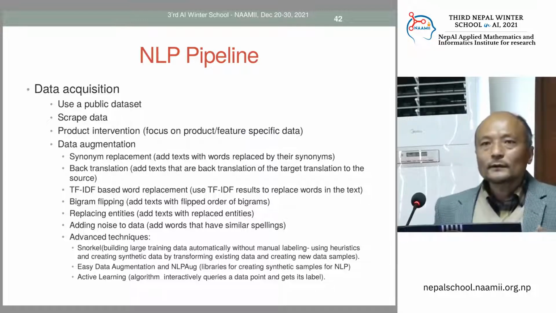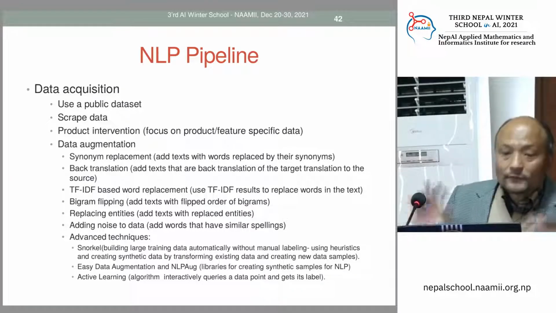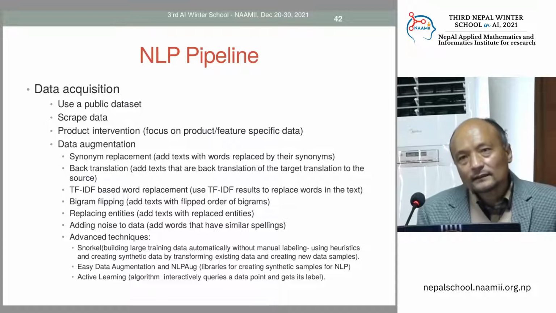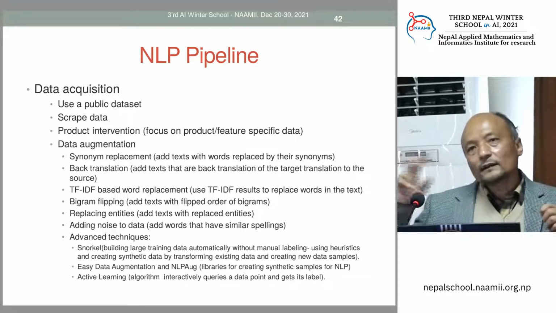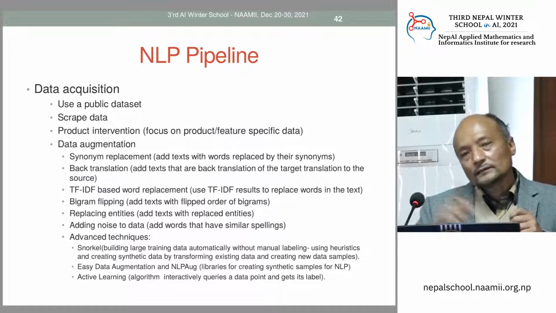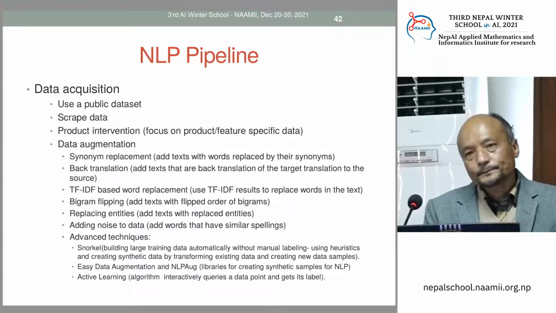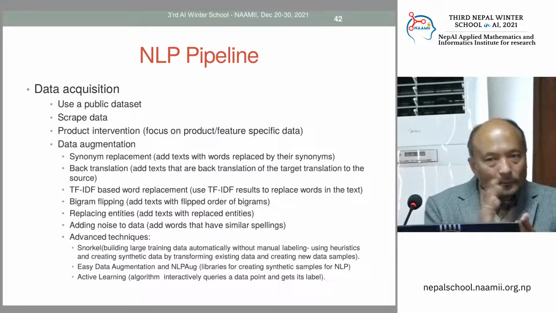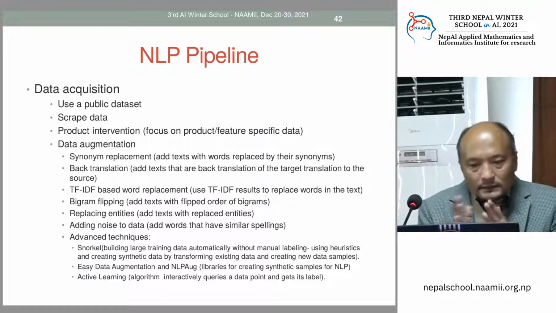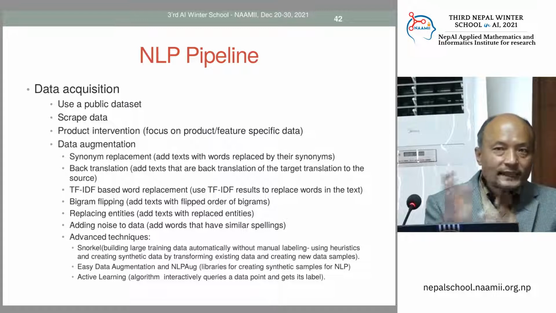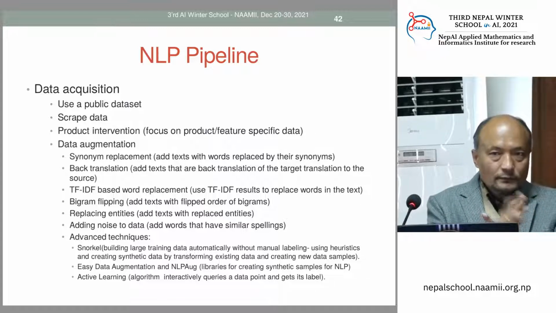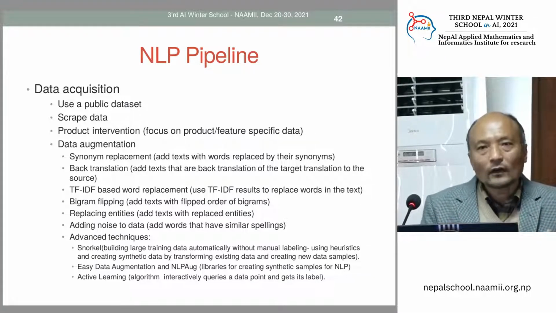So bigram flipping means, let's say, the phrase "add text" is a 2-gram, right? We have "add" and then the following word is "text". By bigram flipping, you could just reverse the order of the words: "text add", not "add text". Right? So that also contributes to data augmentation.